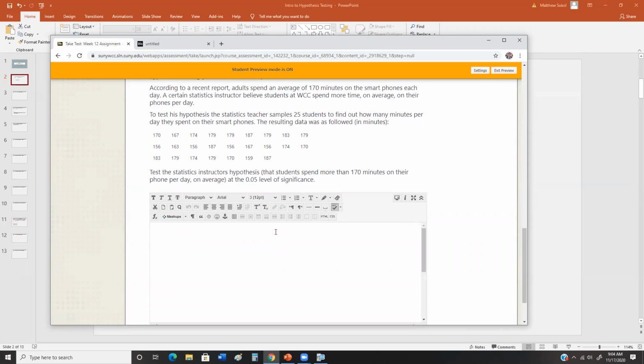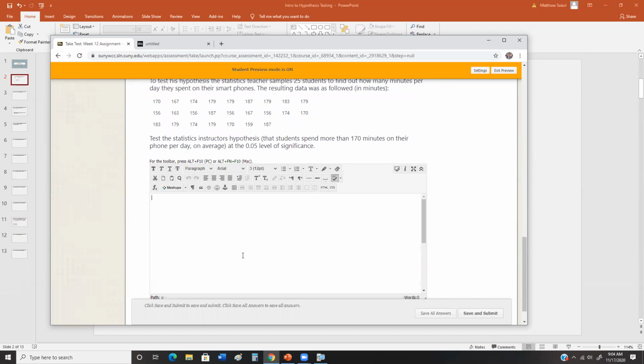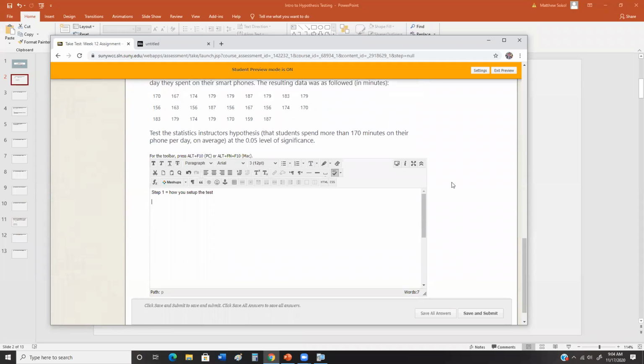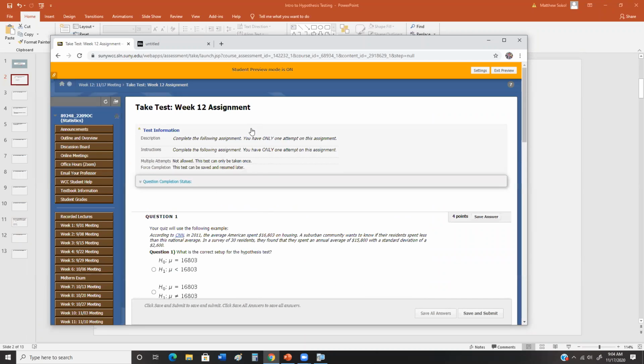In class today, I'm going to talk about something called a 5-step process for hypothesis testing. What you have to do in question number 5 is write out all the steps. So you write something like step 1, and then what you would get for step 1, how you set up the test, and so on. Then you do the same thing for step 2, and put down your solutions here. Then I'll have to manually grade these over the week. So that's your week 12 assignment.